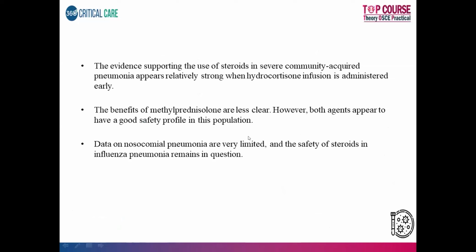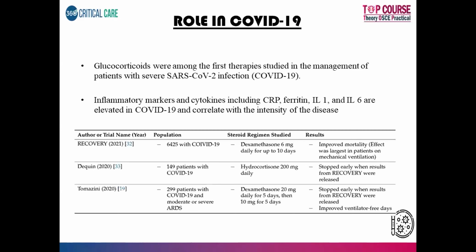Whereas there are trials which have also seen benefits with methylprednisolone, but compared to hydrocortisone, they saw that the benefits are less with methylprednisolone. Data on nosocomial pneumonia are very limited, and the safety of steroids in influenza pneumonia still remains in question. So if there is an influenza pneumonia, should we give steroids or not? Initially, they said it is contraindicated, but now there is still a lot of ongoing research being done on this.